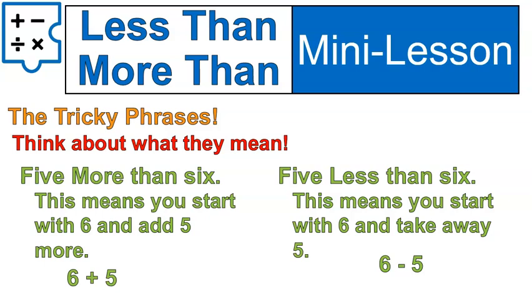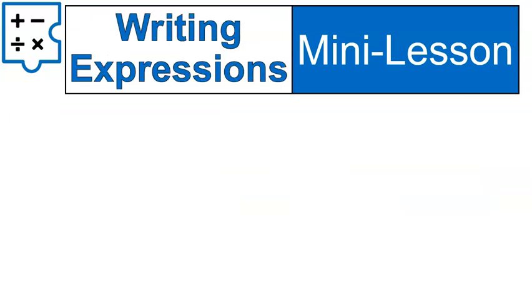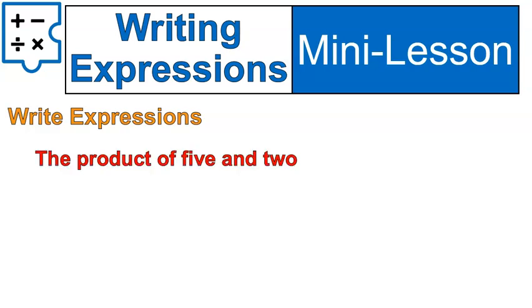So keeping that in mind, we're going to move on to writing expressions. We'll start out with something basic and then make it a little more complex because I know you're capable of seeing some things that are more complex. First off, let's write an expression for the product of 5 and 2. Do you remember what product meant? Product is multiplication. So we are talking 5 times 2. That's the product of 5 and 2.